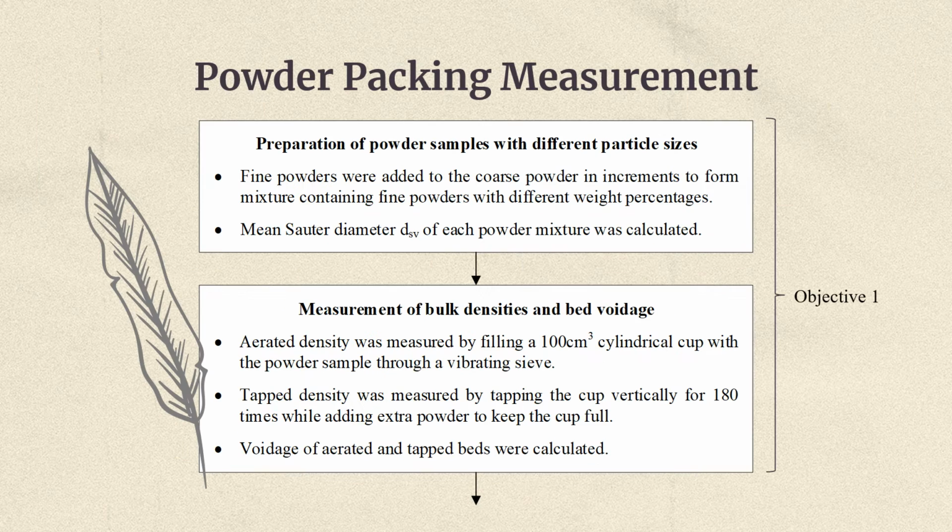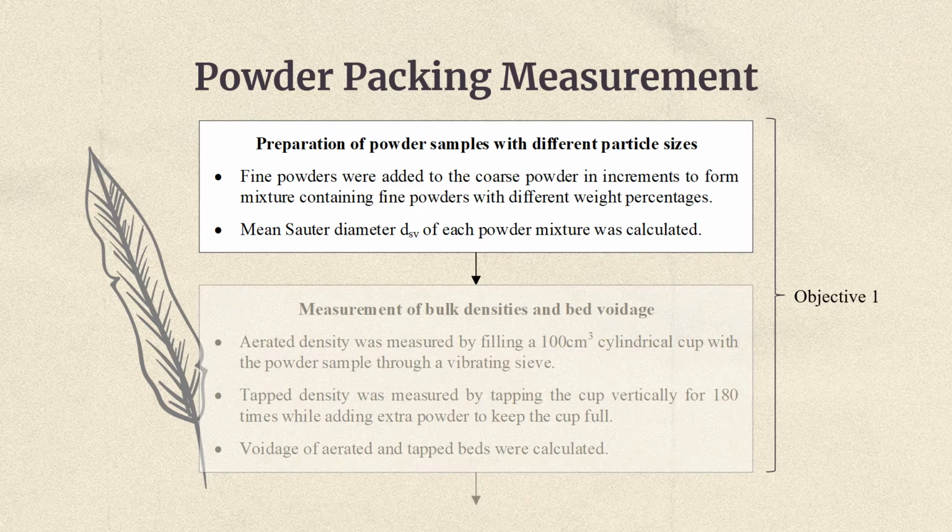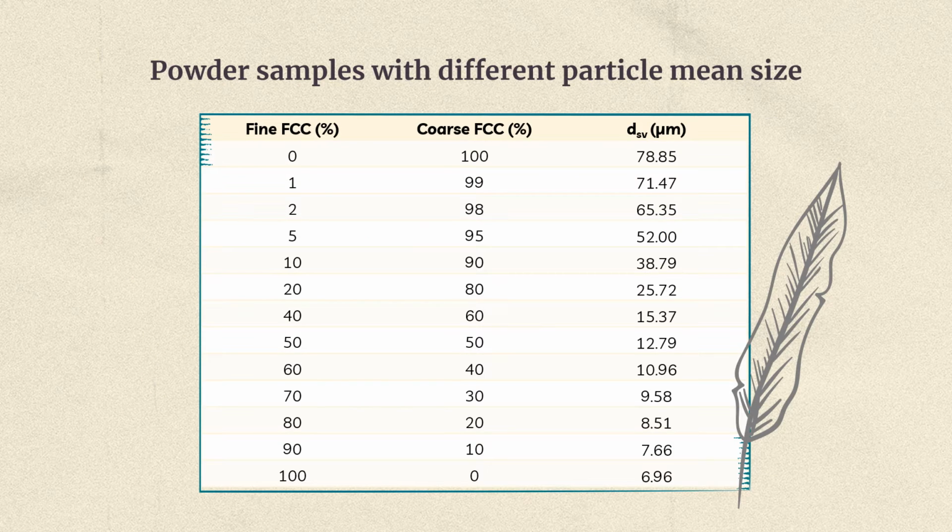To achieve Objective 1, powder samples with different particle sizes were prepared by adding fine powders to coarse powders in increment. The powder mixture formed contained fine powders with weight percentages of 1%, 2%, 5%, and so on. The mean particle size of each sample was then calculated. A total of 13 samples were prepared for each FCC and FRF powder.